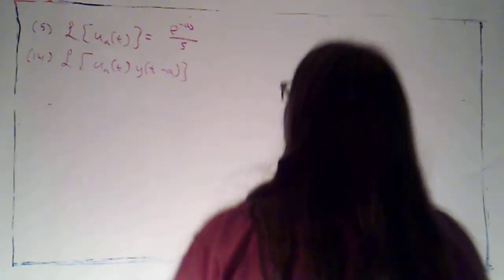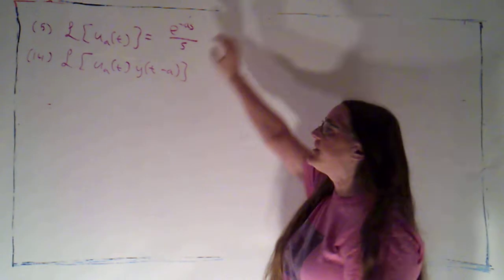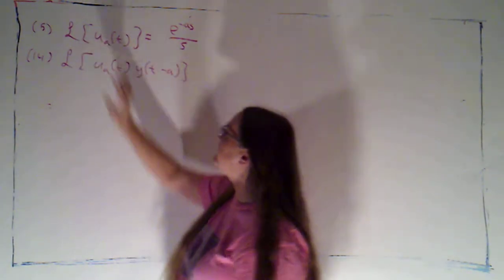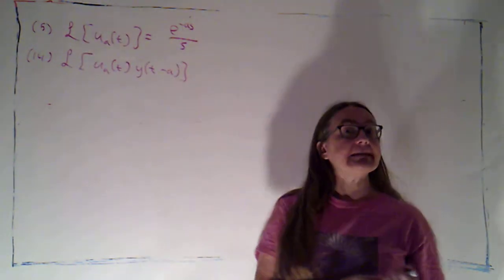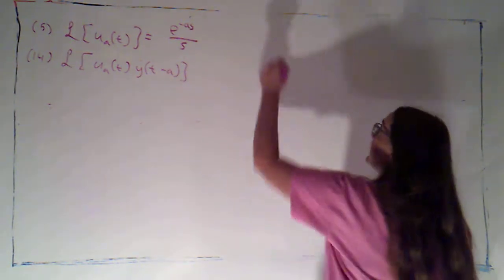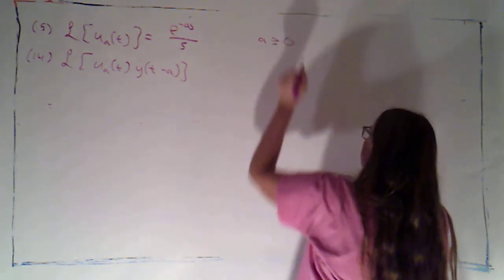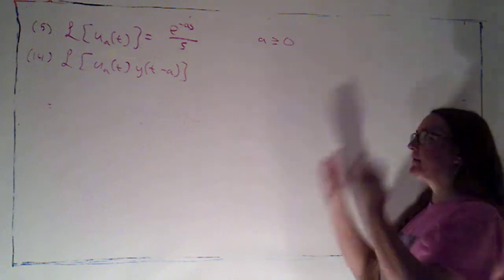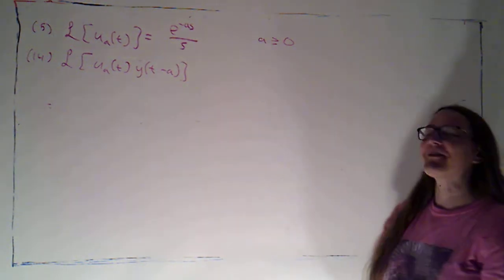Right, in the last video we derived formula 5, that if we take the Laplace transform of the Heaviside function, we just get e to the negative as over s. We are, of course, supposing that a is bigger than or equal to 0, because we only care about time values that are bigger than or equal to 0.